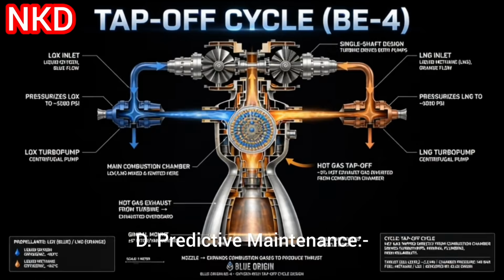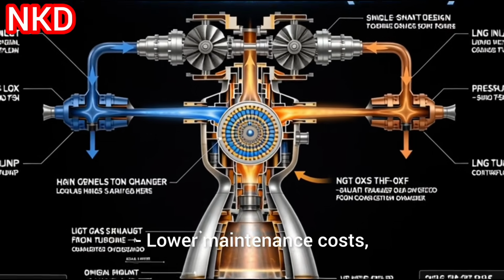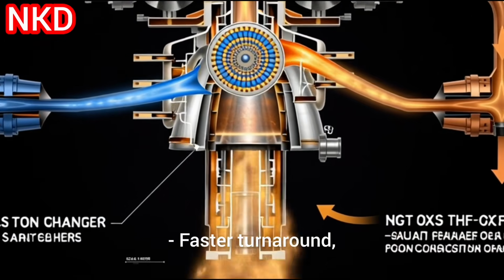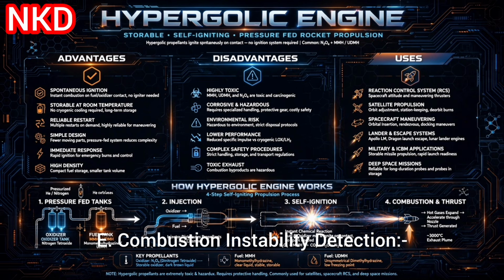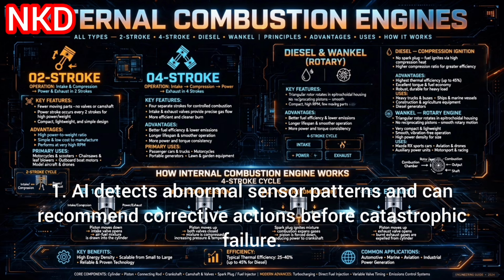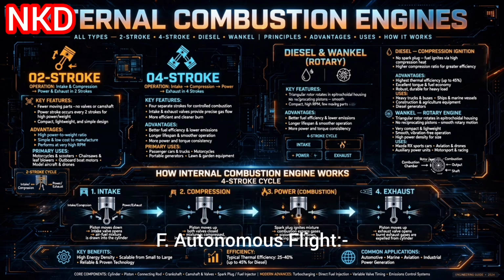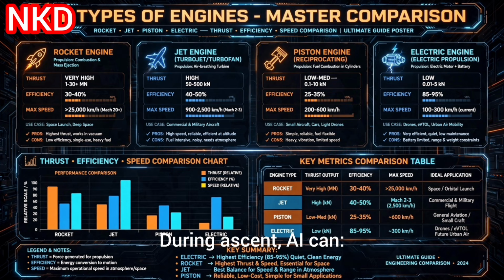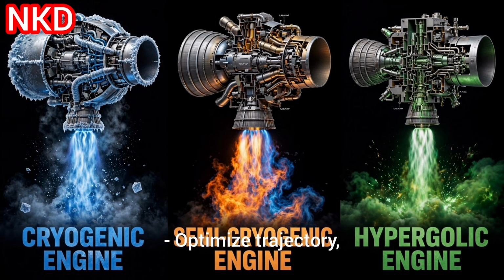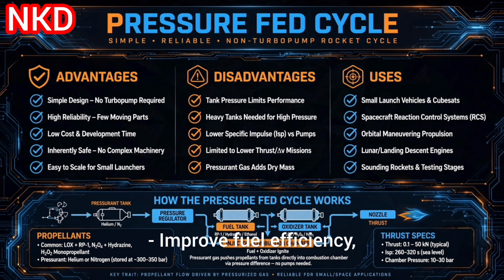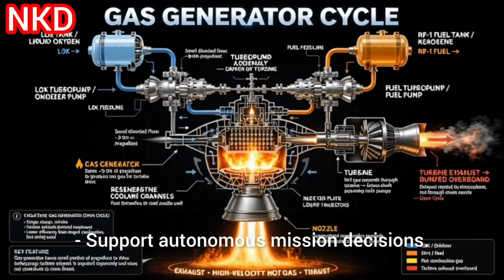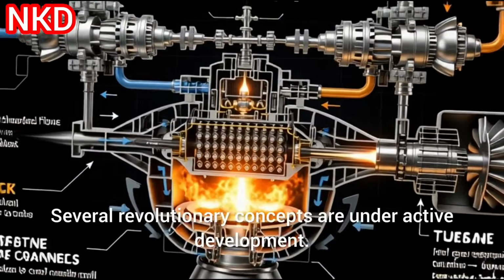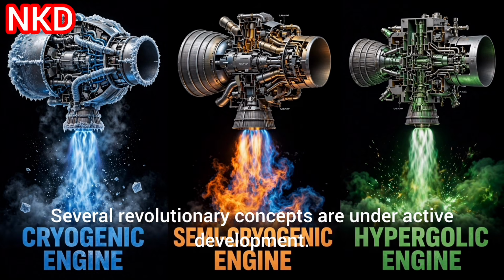D. Predictive maintenance. Benefits: lower maintenance costs, faster turnaround, higher launch frequency. E. Combustion instability detection. AI detects abnormal sensor patterns and can recommend corrective actions before catastrophic failure. F. Autonomous flight. During ascent, AI can monitor engine health, detect anomalies, optimize trajectory, improve fuel efficiency, support autonomous mission decisions. Finally, several revolutionary concepts are under active development.